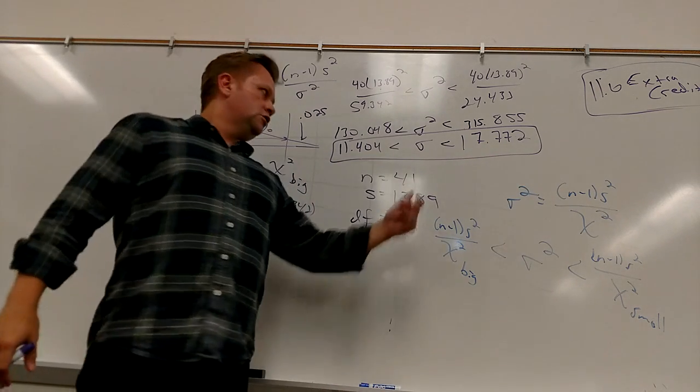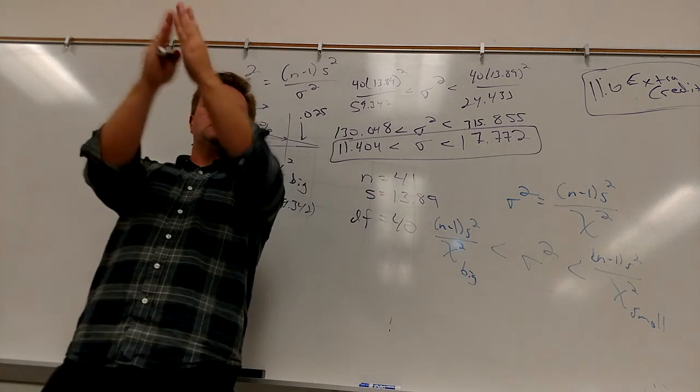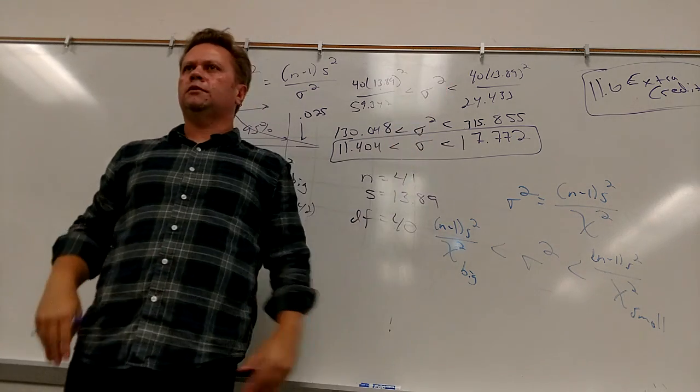So you couldn't have a problem like that one problem where they gave you the confidence interval and they said, what's the mean? You couldn't do that because it's not symmetric. It wouldn't be something you could do.